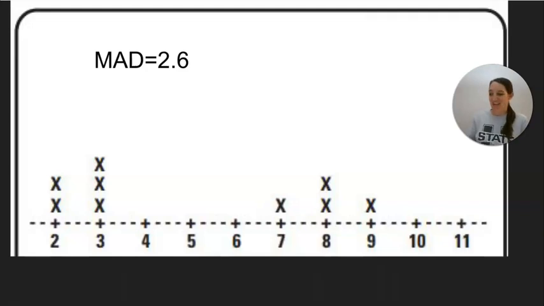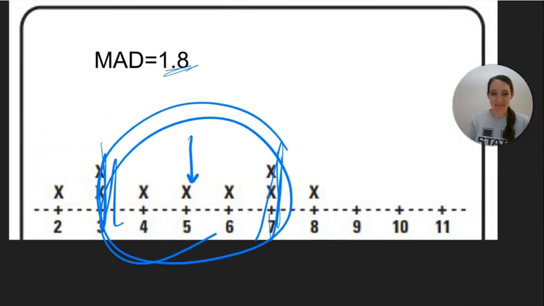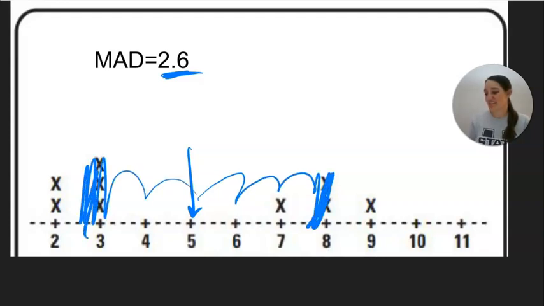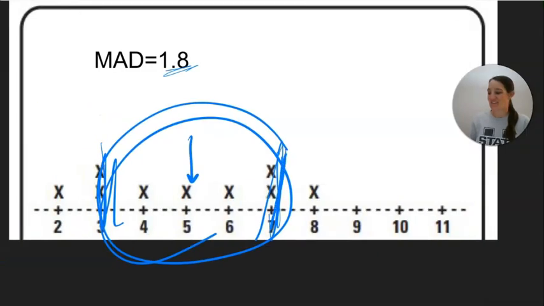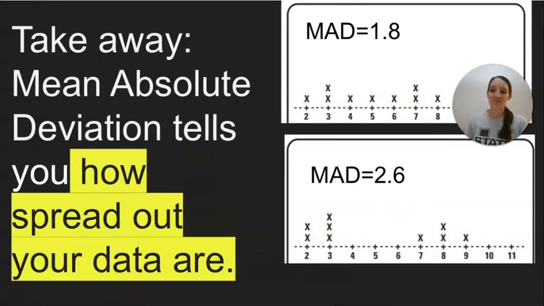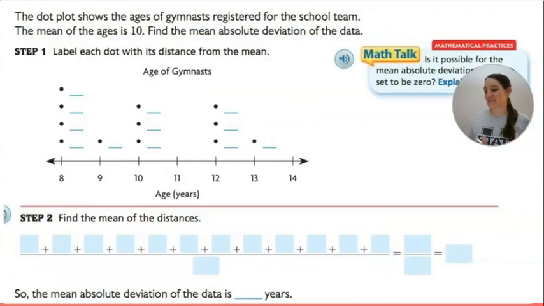Whereas this one, the mean was 5, and we can see the mean absolute deviation is bigger than that mean absolute deviation. It's 2.6, meaning the majority, or the average, that the numbers are is 2 and 0.6 away. And you can kind of see, yeah, they're spread out way further than these numbers at 1.8 away. Okay, so this is what the mean absolute deviation is. It tells you how spread out your numbers are, how spread out your data is.